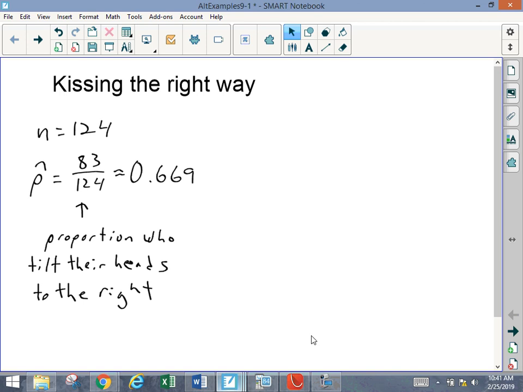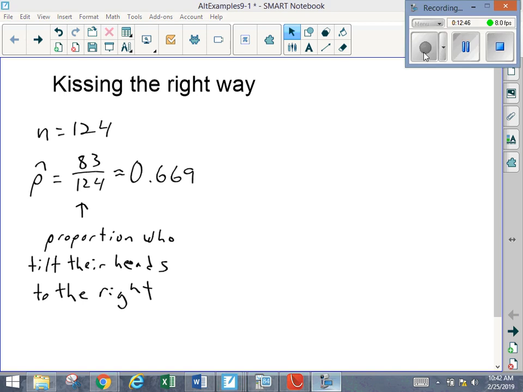So it's pretty unlikely to happen by chance, right? We did this chance experiment, and we never ever got as many as 83 ones, or right tilts. So it seems fairly unlikely that this 83 happened by chance, which gives us strong evidence that there is actually a preference.